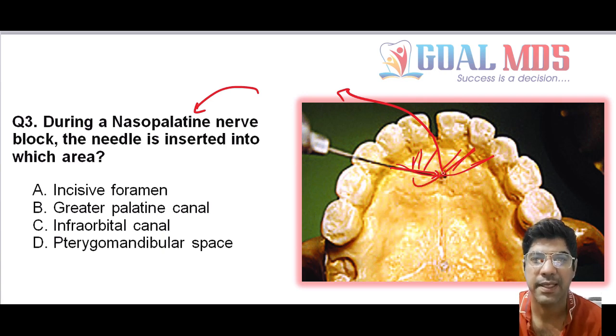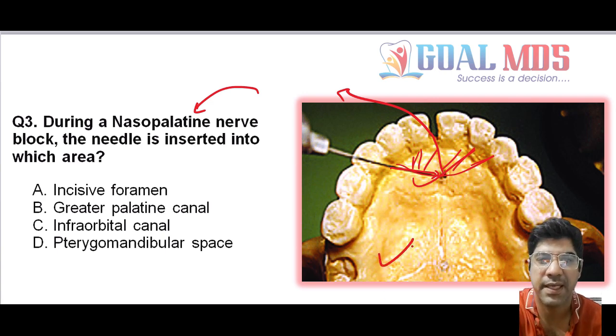The greater palatine canal is associated with a different nerve block technique. The greater palatine nerve block provides anesthesia to the posterior part of the hard palate. The infraorbital canal is not the relevant answer, and the pterygomandibular space is associated with the inferior alveolar nerve block. So your answer is the incisive foramen.